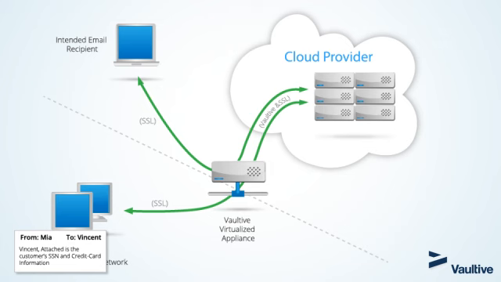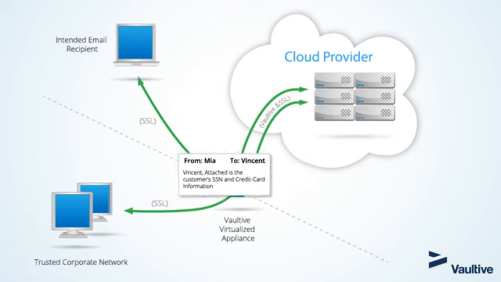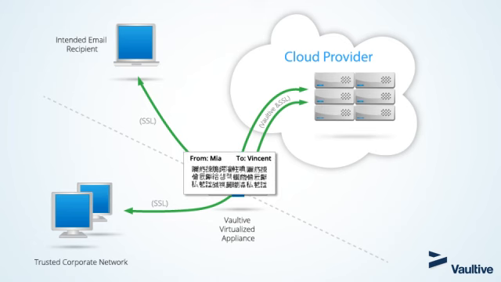Mia composes her email. Because Vaultive proxies every protocol that Exchange uses, it does not matter whether she uses Outlook, a browser, a tablet, or a smartphone. When she hits send, while still under the business's control, the message is routed through the Vaultive gateway where it is encrypted using 256-bit AES encryption. Only then is it sent to the cloud provider, Microsoft Office 365.